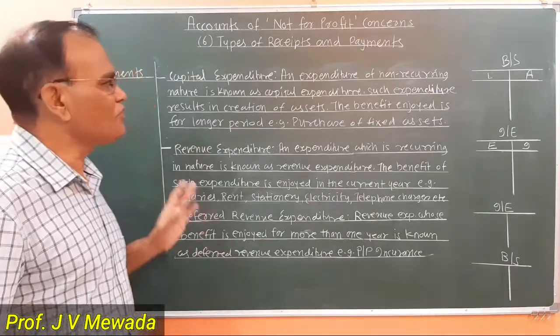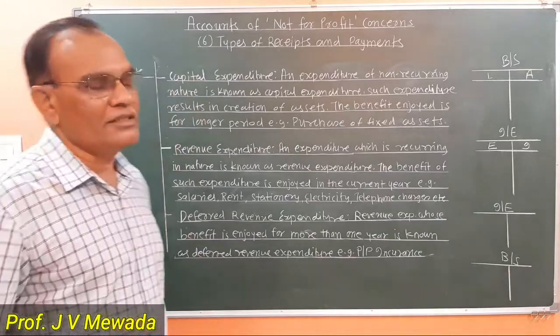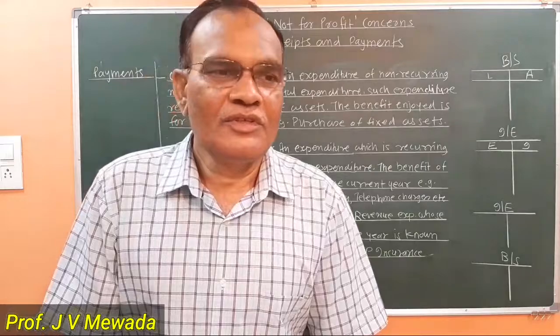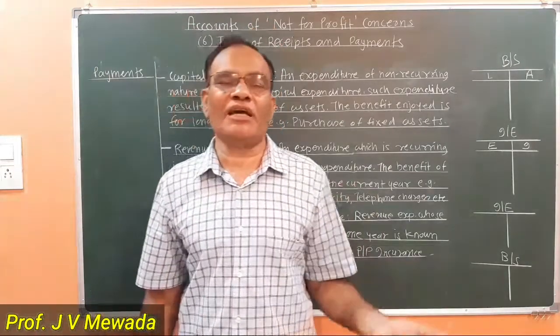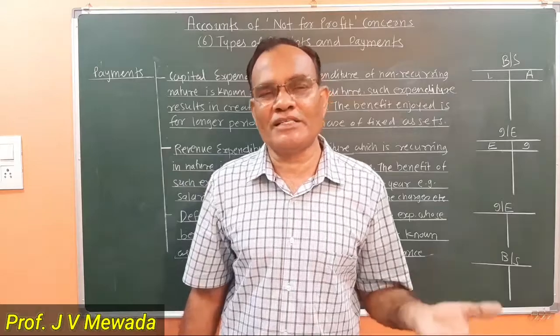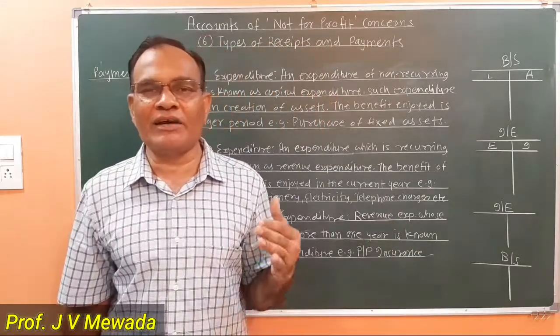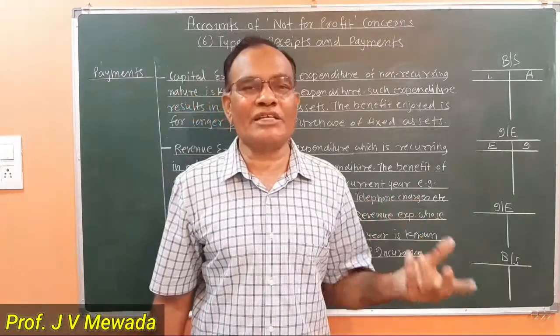We are having three types of expenditure. What is capital expenditure? Capital expenditure is non-recurring in nature. We are not spending the amount from time to time. We are spending once in a while. For example, purchase of assets. Whenever we are buying assets, we are not buying assets every year. We are buying once in a while. So that is known as the capital expenditure.